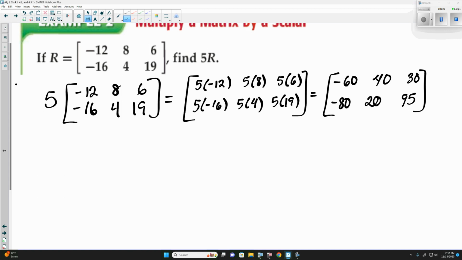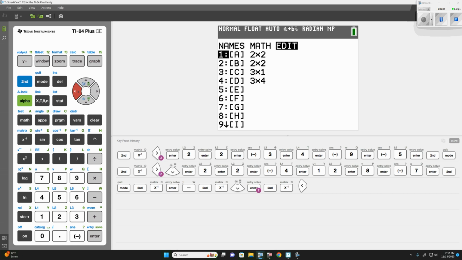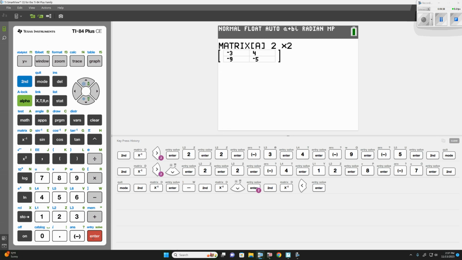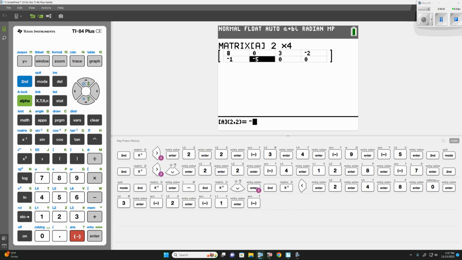Now, if we want to do this in the calculator, we can look at the next one. So the first thing we would do is second matrix edit. Second matrix over to edit. I'm just going to hit enter. I'm going to plug it into matrix A. Now our matrix this time is a 2 by 4. 8, 0, 3, -2, -1, -4, -2.